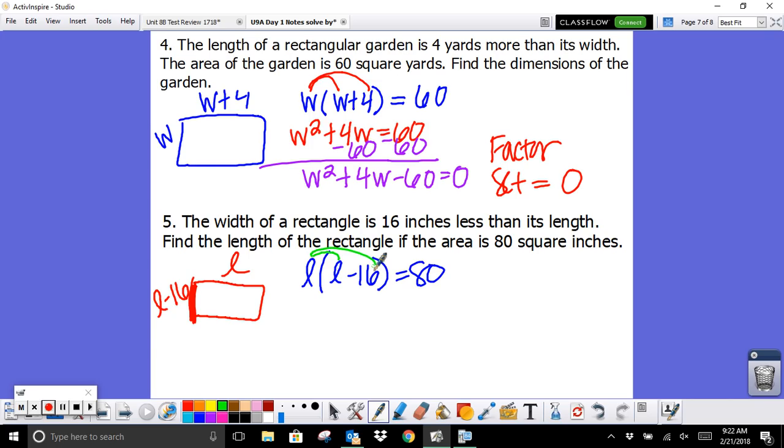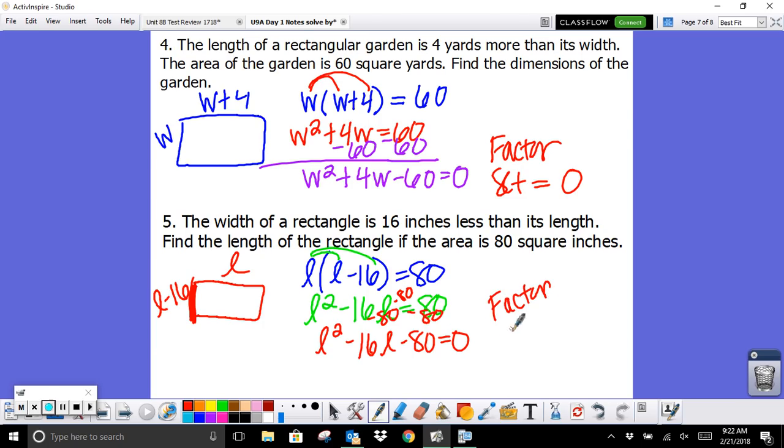Distribute that L, so it's going to be L squared minus 16L equals 80. If you already know that 80 needs to come over right there, and you just want to go ahead and put minus 80 at the end of that, you can do that. You're probably going to get good enough to do that. But I do need to subtract that 80 and move it over. So I've got L squared minus 16L minus 80 equals 0. And then I would factor and set those factors equal to 0 to find my dimensions. Okay, but I'm just going to stop there on that one.